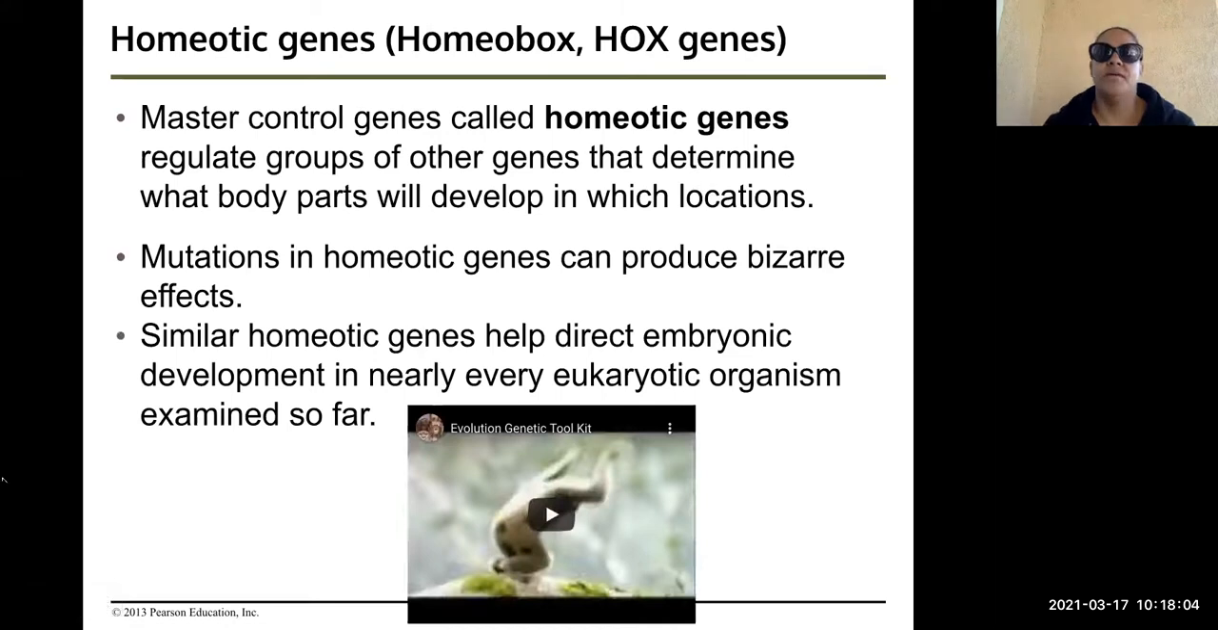There we go. So homeotic genes, also called homeobox genes or Hox genes, are master control genes. They regulate groups of other genes that determine what body parts will develop in which locations. Mutations in homeotic genes can produce bizarre effects. And similar homeotic genes can help direct embryonic development in nearly every eukaryotic organism examined so far.